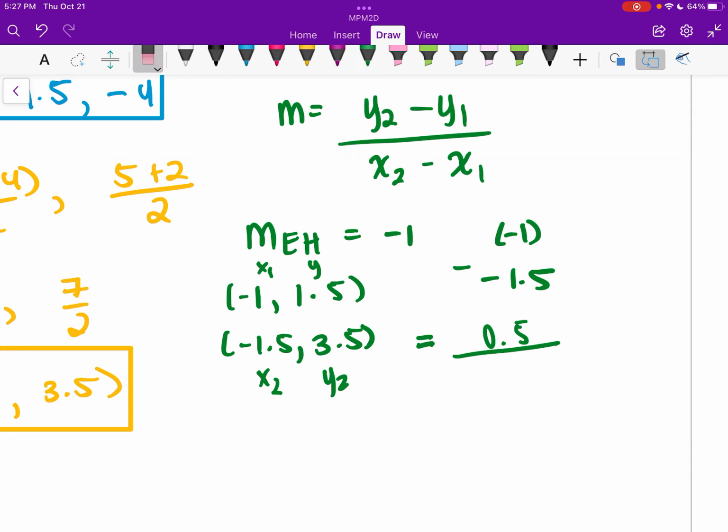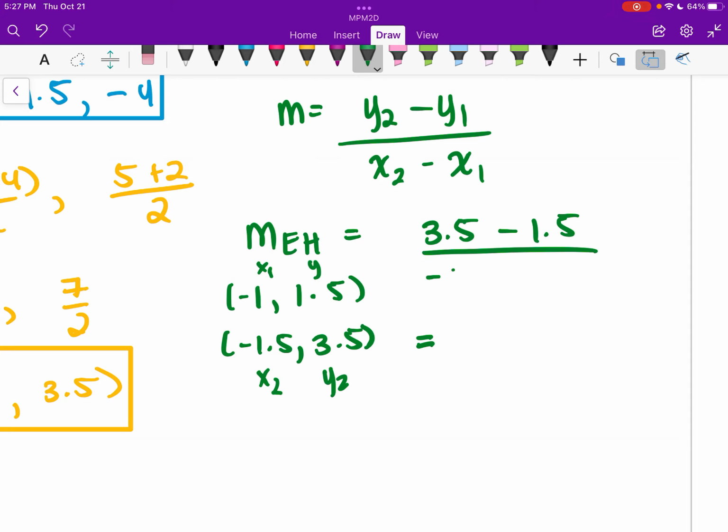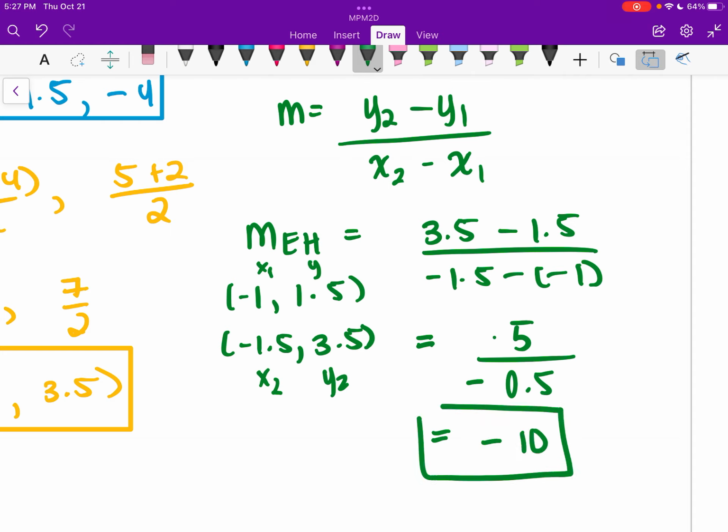Oops. Sorry, y'all. I figured out what I did wrong. You need to make sure that the y's are at the top. So y2 is 3.5 minus 1.5 divided by negative 1.5 minus negative 1. So at the top, 3.5 minus 1.5 is going to give us just 5. Negative 1.5 plus 1 is going to give me negative 0.5. 5 divided by negative 0.5 is negative 10. So that's the slope for EH.